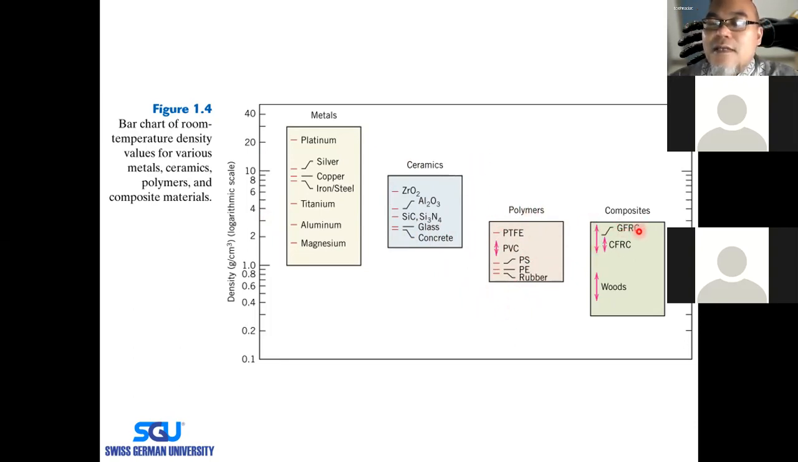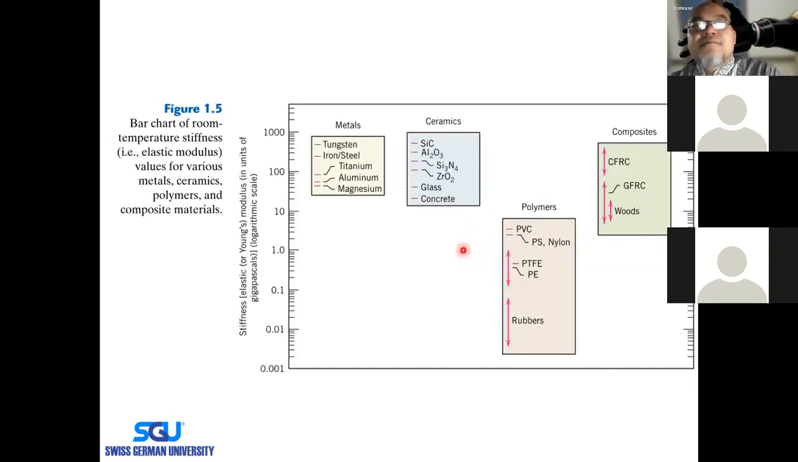Composites, on the other hand, have more variation, because composites are made from a combination of these three, depending on what properties of material you want to have. GFRC, glass fiber reinforced concrete. CFRC, carbon fiber reinforced concrete. Then woods.